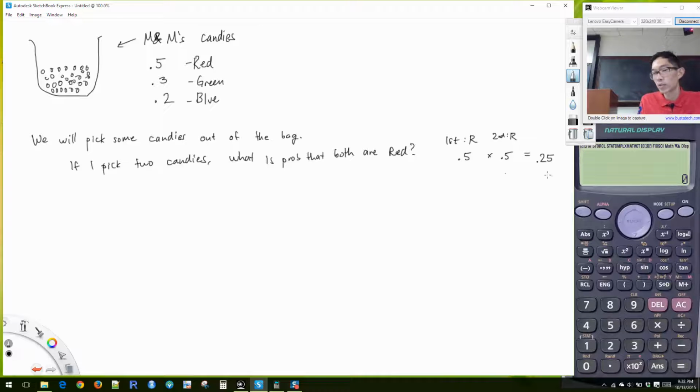Is this sequence okay? I want to make sure that the ones who were confused earlier are okay with this one. Good? You're good. Okay. And, okay, so let's try another one. Okay, I will pick two candies again.